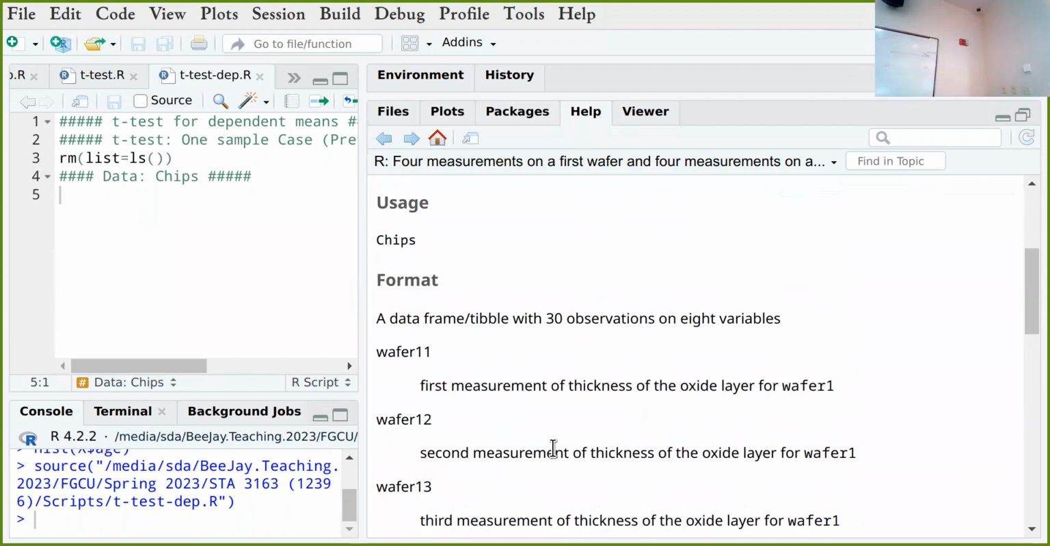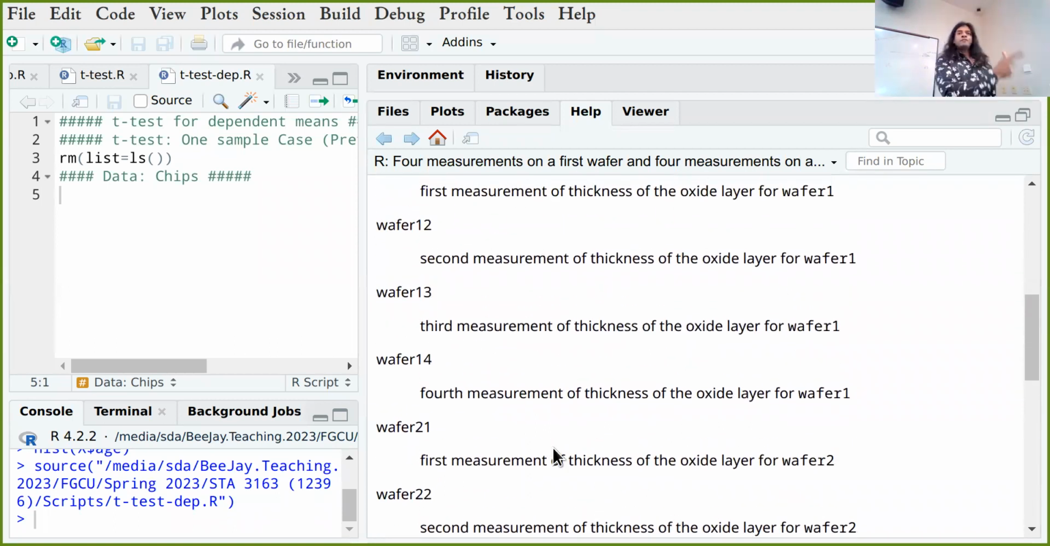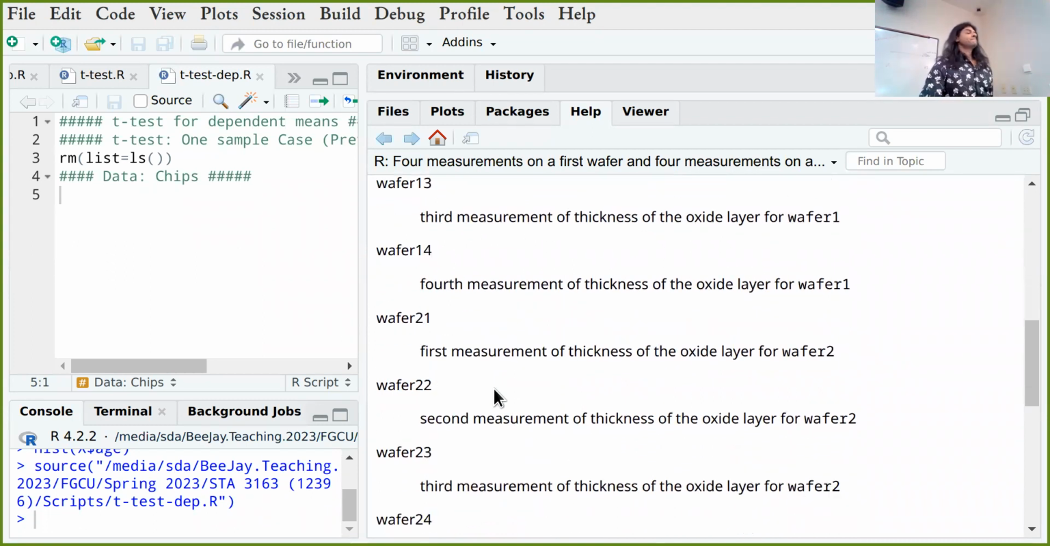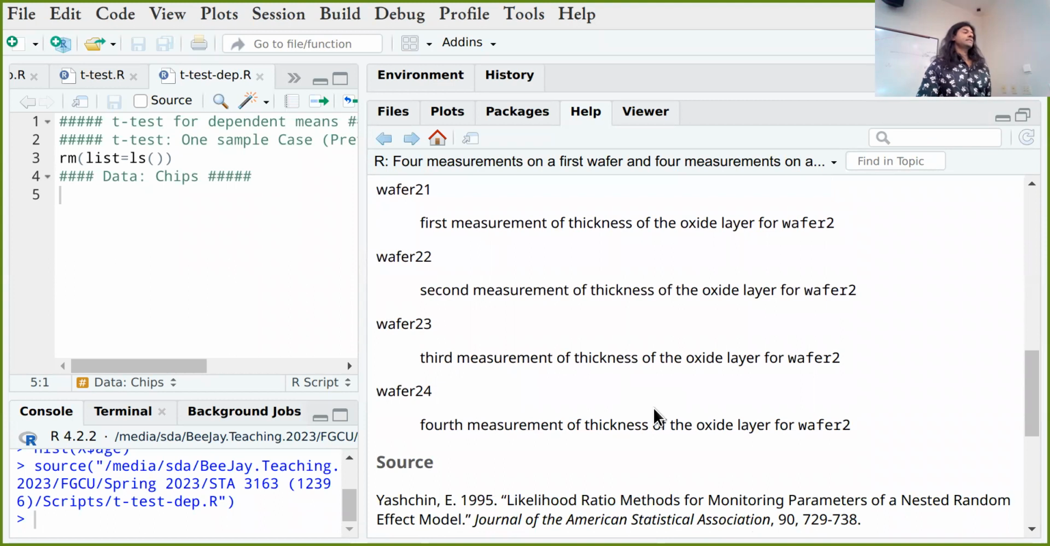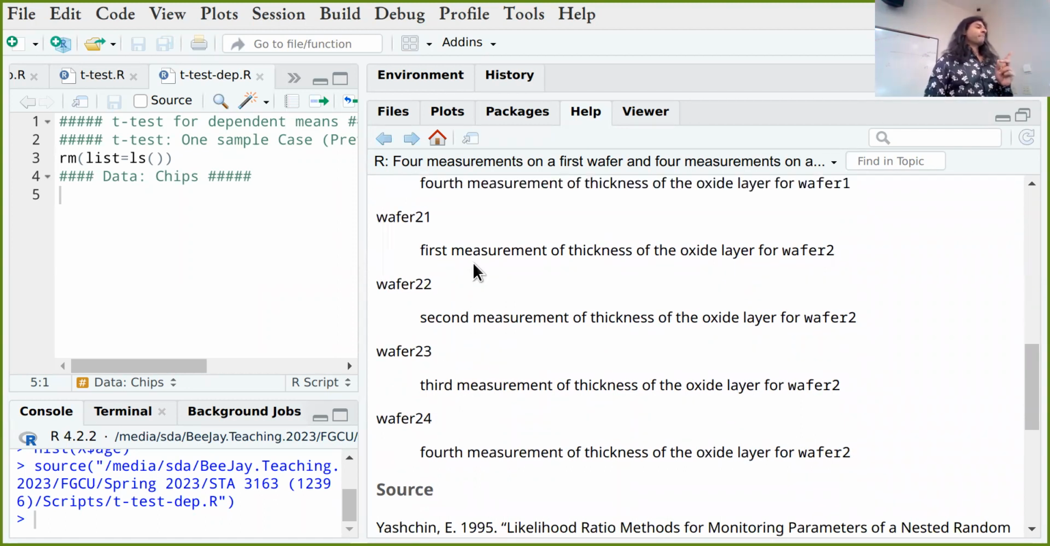they have 30 observations. In other words, you have 30 values recorded, but they have first measurement, second measurement, third measurement, fourth measurement for the first wafer, same first, second, third, fourth measurement for the second wafer. So you have 2 of them. And with the same wafer, they are going to repeat the test. What are they testing for? Thickness of the oxide layer.